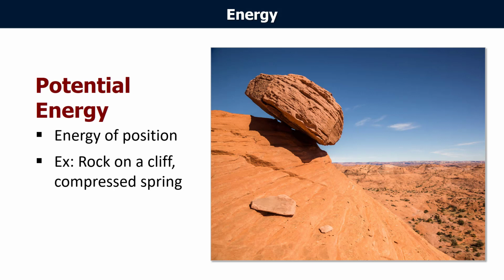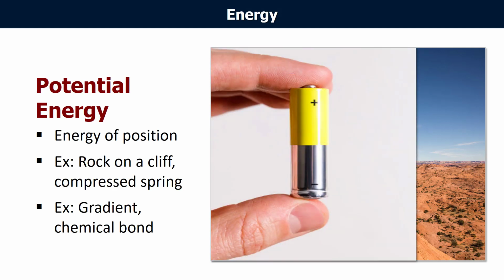Now, another good example of potential or stored energy is a compressed spring. When you compress the spring, it is not moving, but there's a lot of energy invested in its position. Some less obvious or intuitive examples of potential energy would be a gradient or a chemical bond. An example of a gradient would be the battery. We've talked about this just a little bit in an earlier video when we were talking about why cells would use active transport to create gradients. We said gradients can store energy, and this battery is a good example.